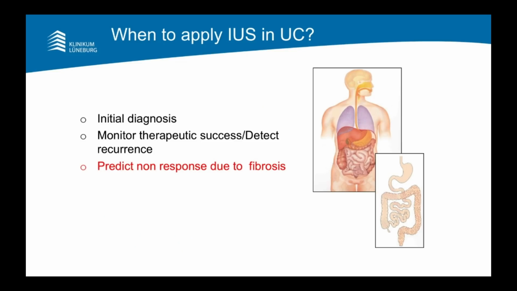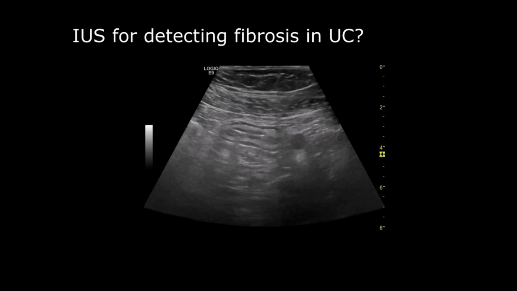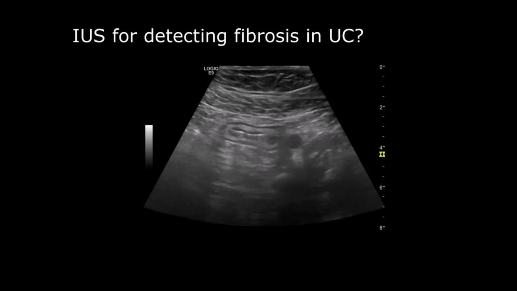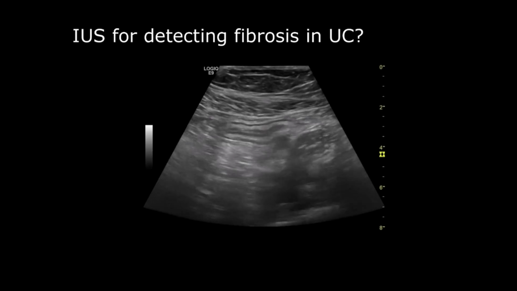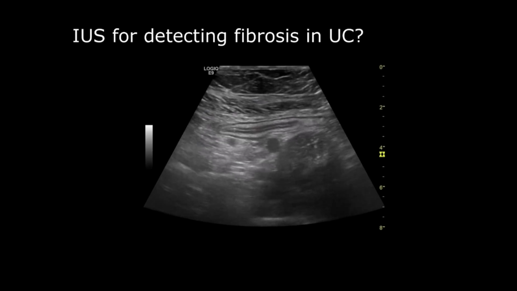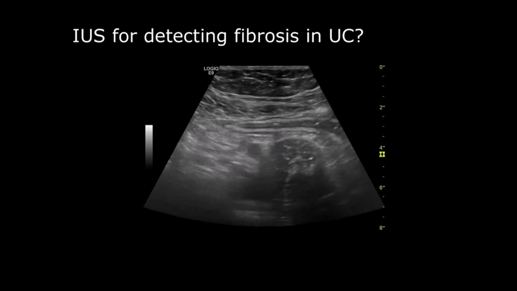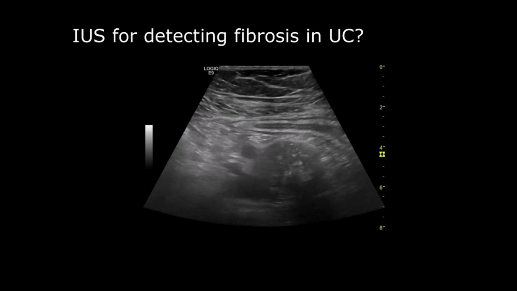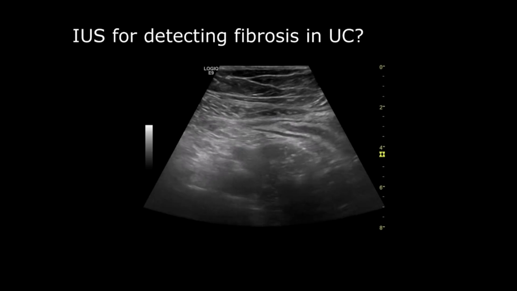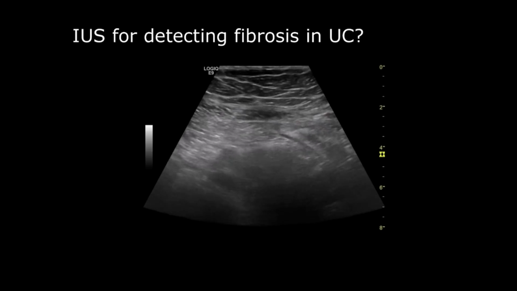Now, lastly, predicting non-response due to fibrosis. So can we actually predict or say, okay, there is no activity, there is no use of using further anti-inflammatory drugs? Here's an example of a patient not responding to anti-inflammatory drugs, and an endoscopy did not show any significant inflammation. You can see loss of stratification. There are intact bowel wall layers, but the submucosa is thickened.